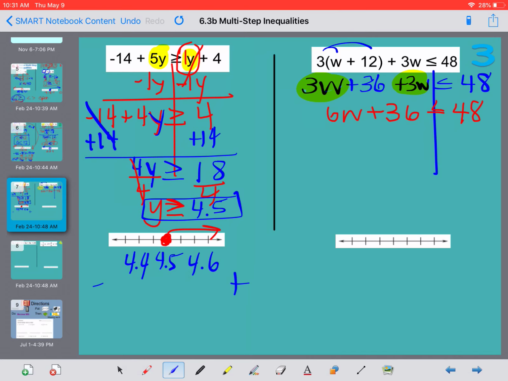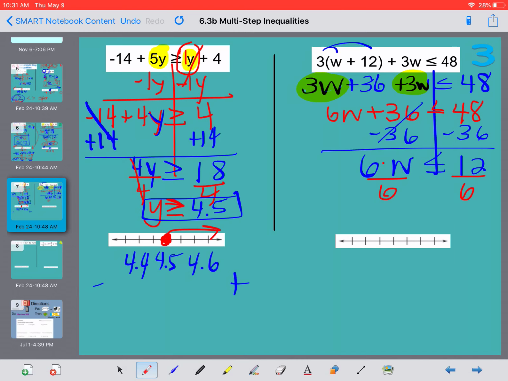And now the opposite of adding 36 is just a two-step equation now. Subtract 36, getting rid of our numbers. We have 6w is less than or equal to now 12. And then our last step, the opposite of multiplying by 6, is dividing by 6. So we end up with w is less than or equal to 2.